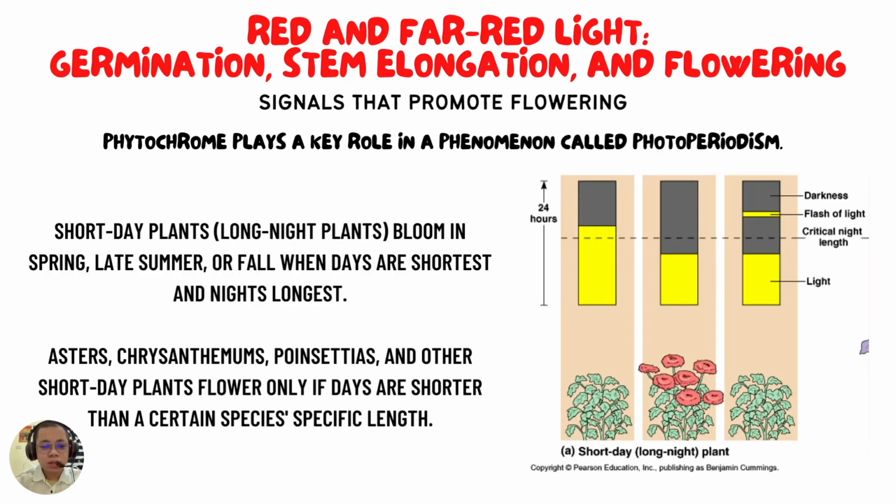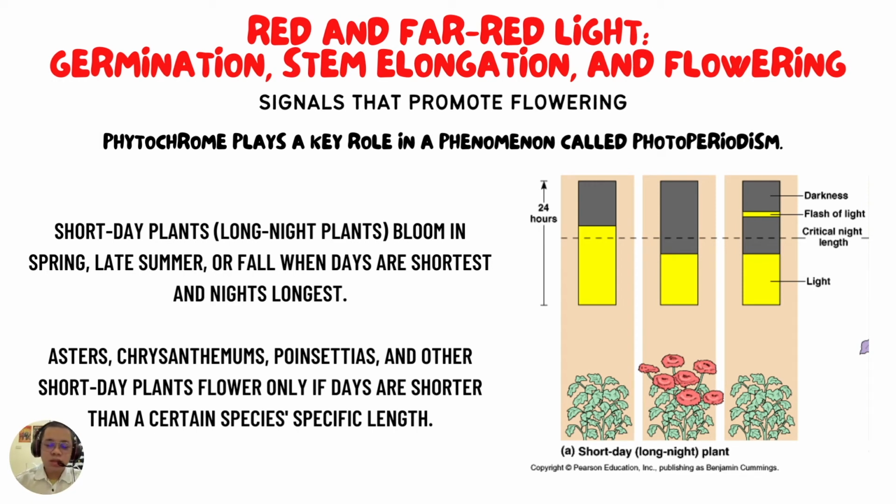Next is the short day plant. We have the long night plants that bloom in spring, late summer, or fall when days are shortest and nights longest. Examples of these are asters, chrysanthemums, poinsettias, and other short day plants that flower only if days are shorter. You can see here, this is the very opposite of the long day plants.